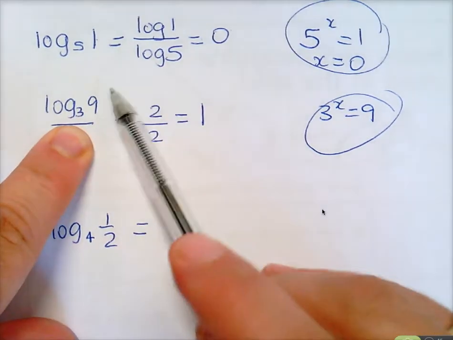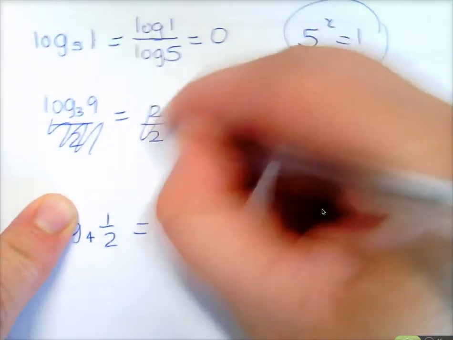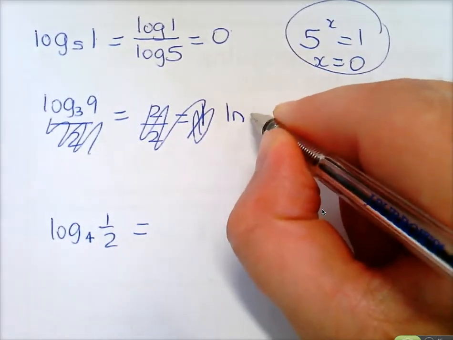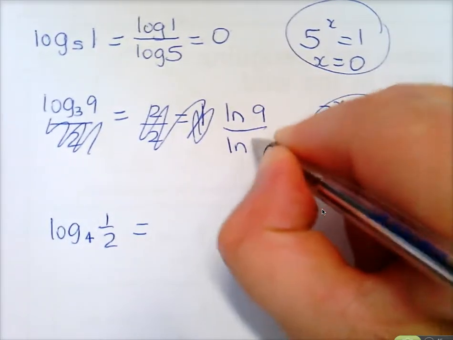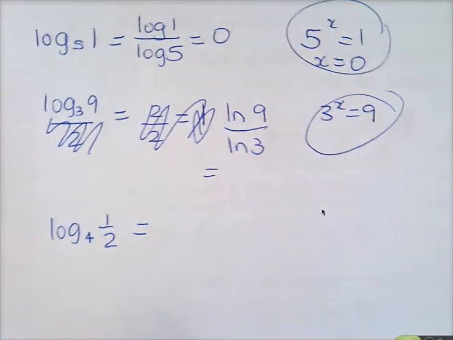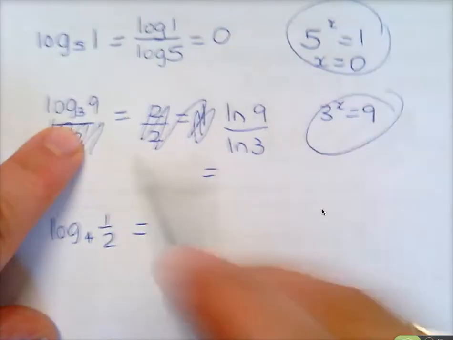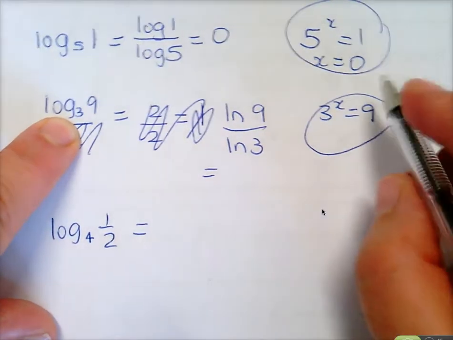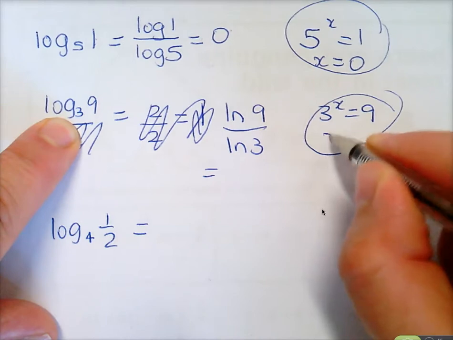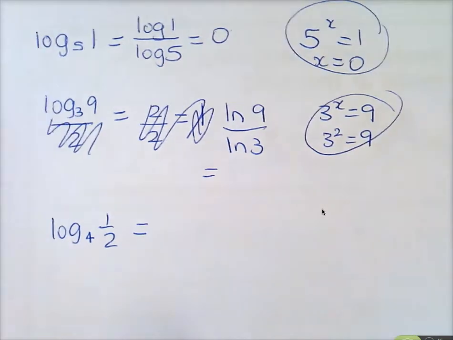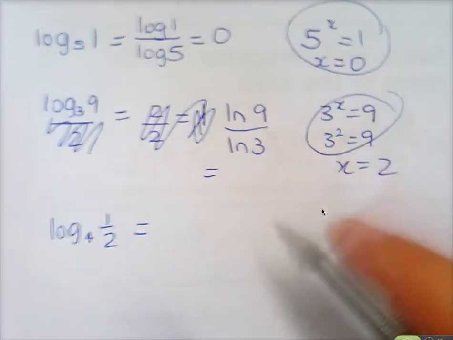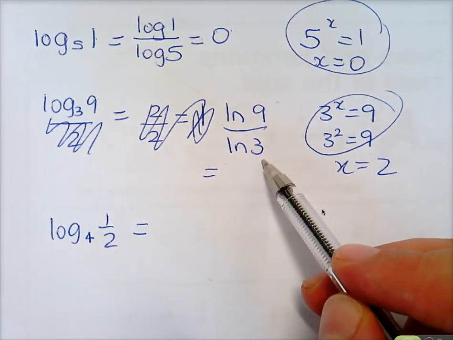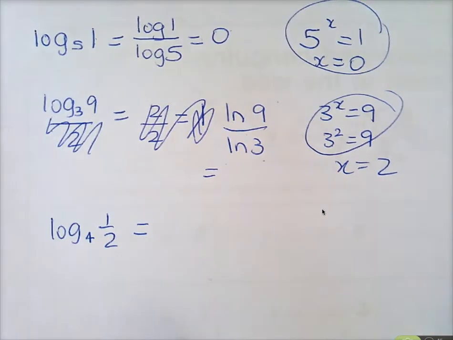Look at this. Log to the base 3 of 9. Let's just say I'll give you log to the base 3 of 9, right? You can do ln 9 over ln 3 with change of base, right? But it really means 3 to the power of what is 9? 3 squared is 9. So x is 2. Now, if you do ln 9 over ln 3 on your calculator, you will get what? Do it. 2.